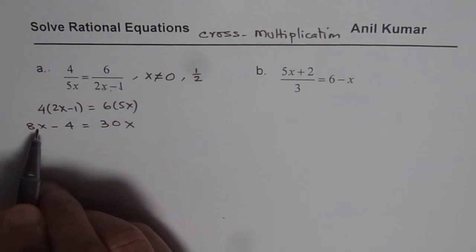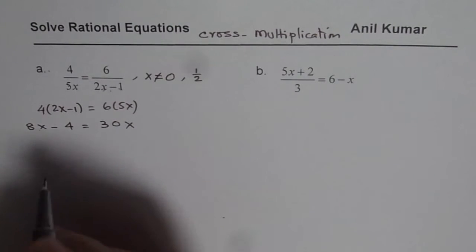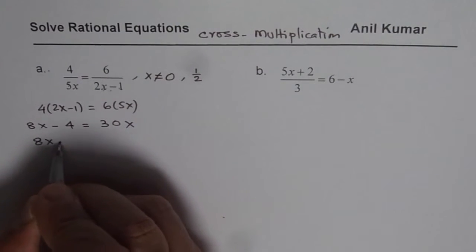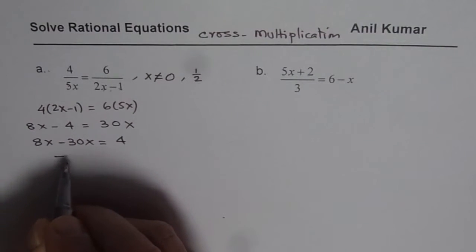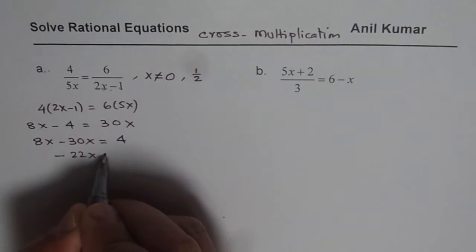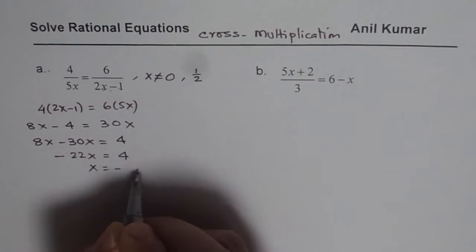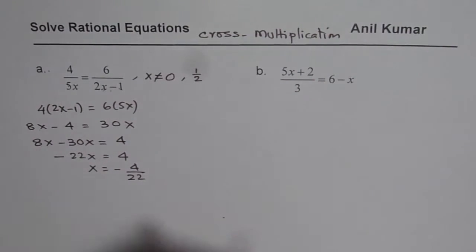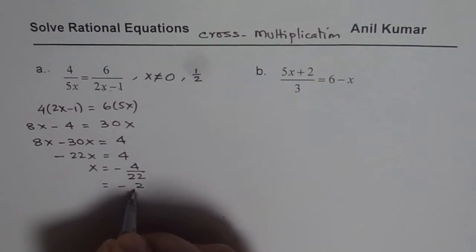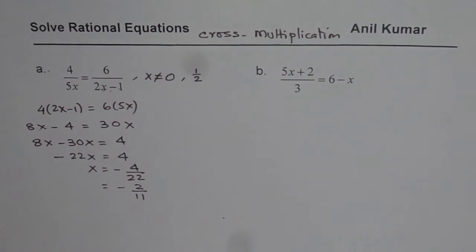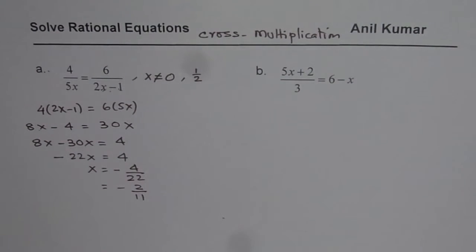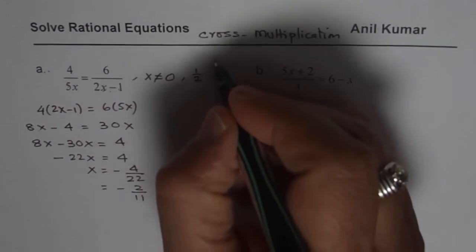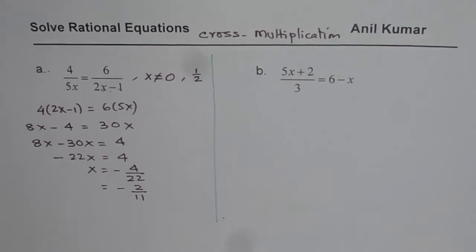Okay, now we can bring the x terms together and simplify it further. So we have 8x minus 30x equals 4. 8 minus 30 is negative 22x equals 4, and x equals negative 4 over 22, which could be written as negative 2 over 11. So that is the value of x, which is the solution. And since that is not a part of our restriction, that is indeed the solution for this particular equation, right? So that is how we will solve a rational equation as given to us.